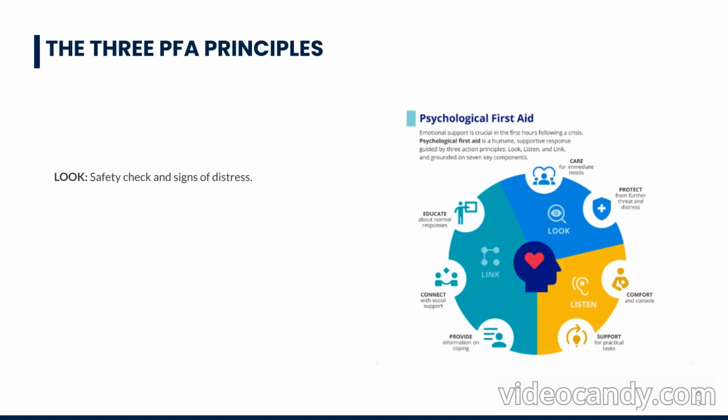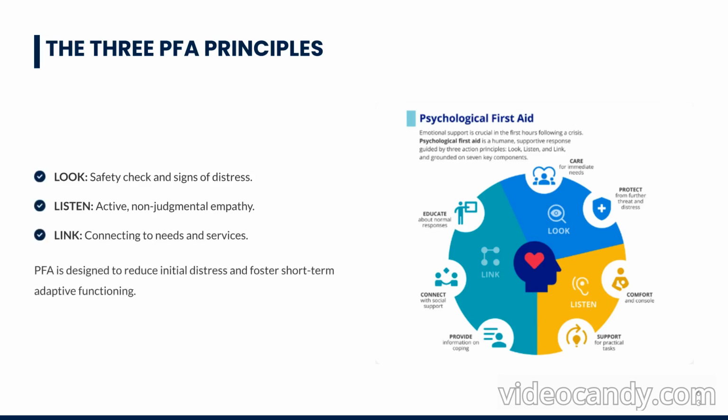Look means safety check and signs of distress. Listen involves active, non-judgmental empathy. Link focuses on connecting individuals to their needs and services. PFA reduces initial distress and fosters short-term adaptive functioning.